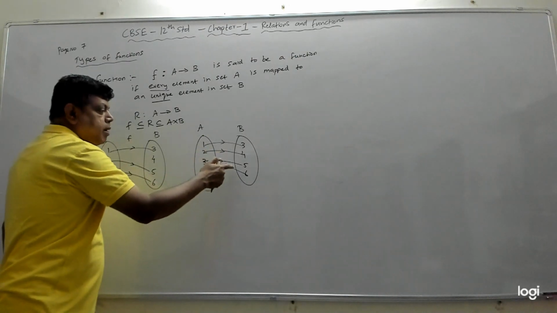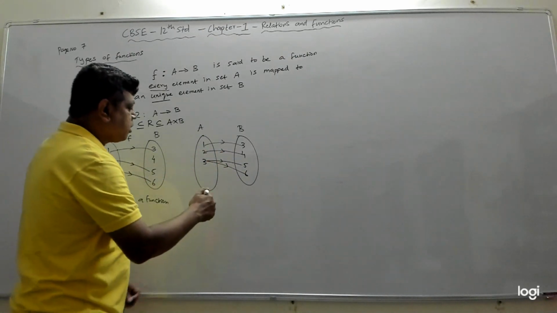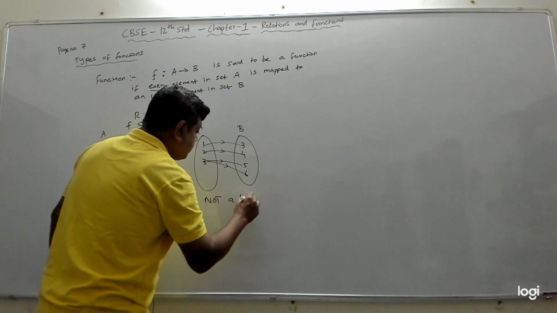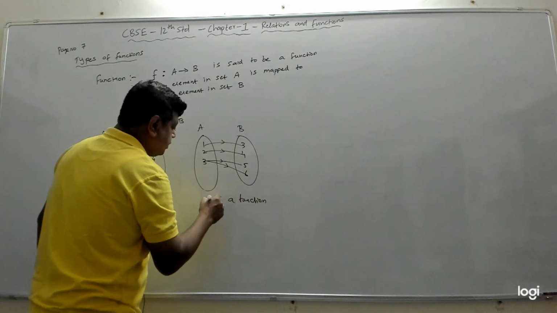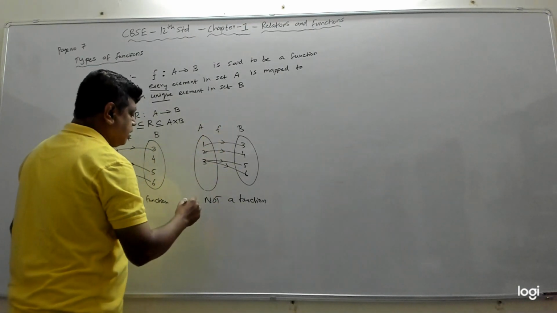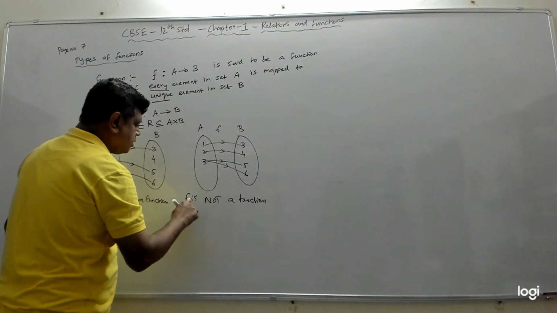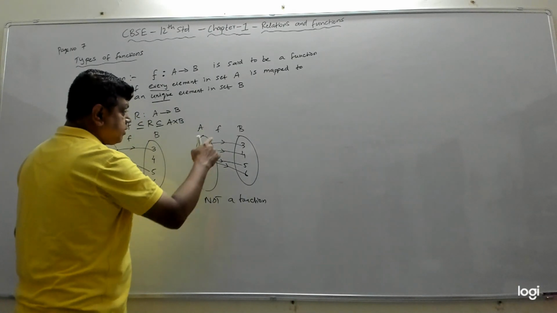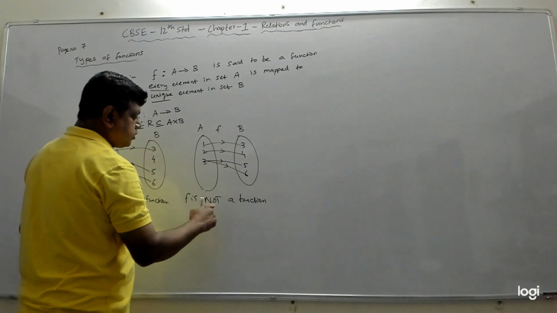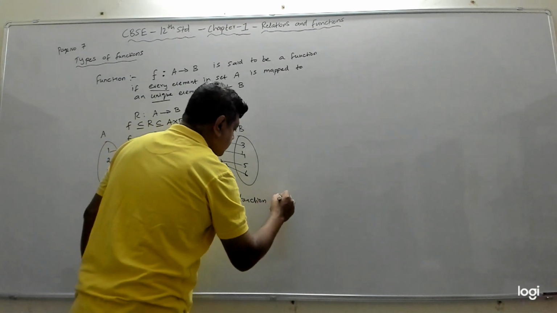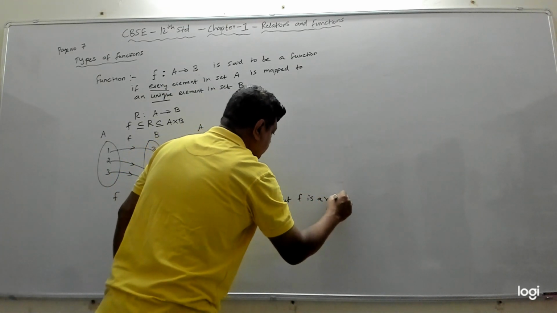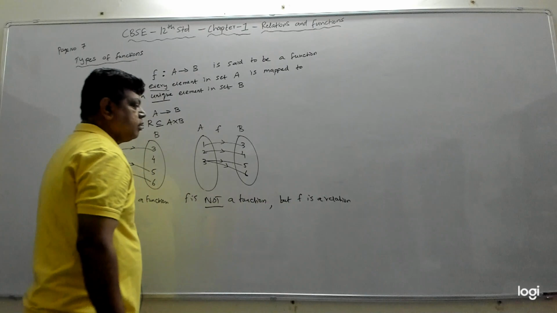The 3 cannot be mapped to 2 elements in B. Therefore, this is not a function, but it is a relation. If I call this F from A to B, F is not a function, but F is a relation.